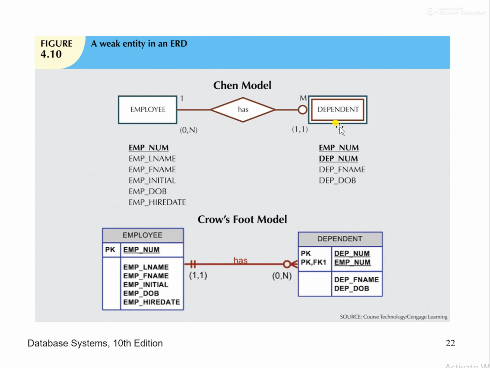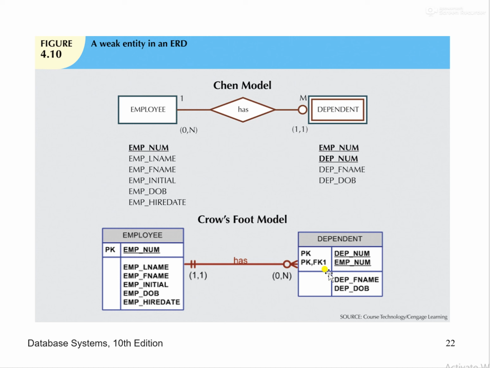Now the second condition is that the primary key is partially or totally derived from the parent entity. The parent entity is employee, and its primary key is employee number. The dependent entity has a primary key of employee number and dependent number. So employee number, which was the primary key of employee, is here part of the primary key of the dependent. So dependent is the weak entity.